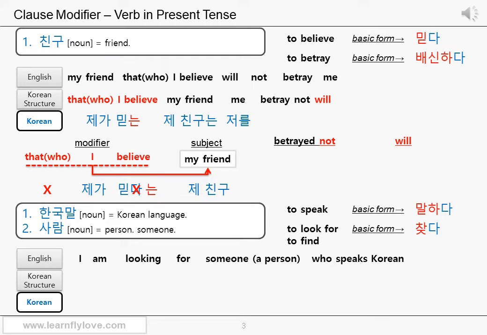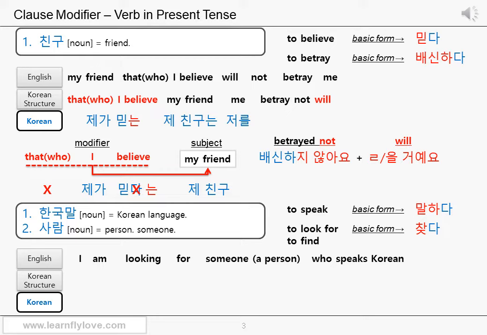The stem is 배신하. We need to add 지 않아요 to make it betray not. 배신하지 않아요. But we need to add auxiliary verb, modal, will, too. Final 르 or 을 sound plus 거예요 is the translation of will. We only keep repeating things we've already learned at level 1. You will miss it later. Betray not.